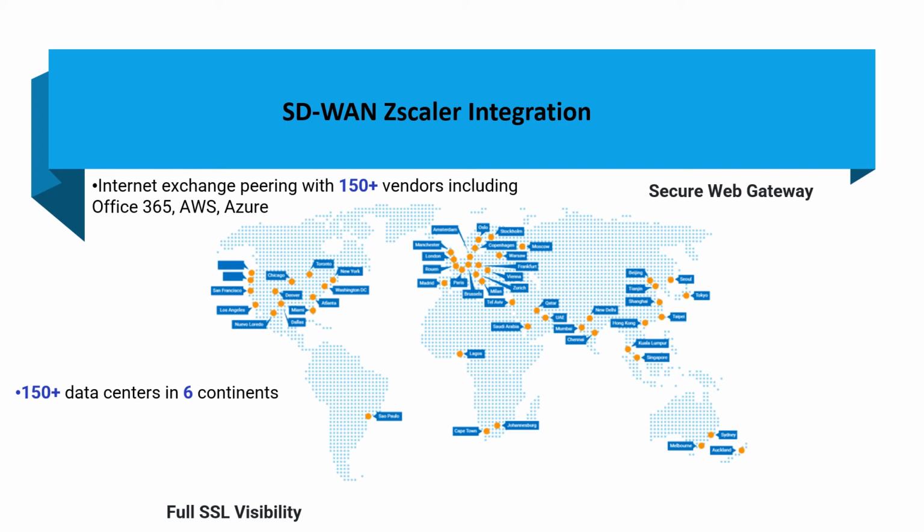It is all about the user proximity. So they have around 150 data centers in 6 continents, and you're going to get the full visibility on your traffic, full visibility on your SSL. So you know what is going on in those tunnels, what are the top talkers as far as application awareness is concerned. So let's take a look how it looks like in the real world.